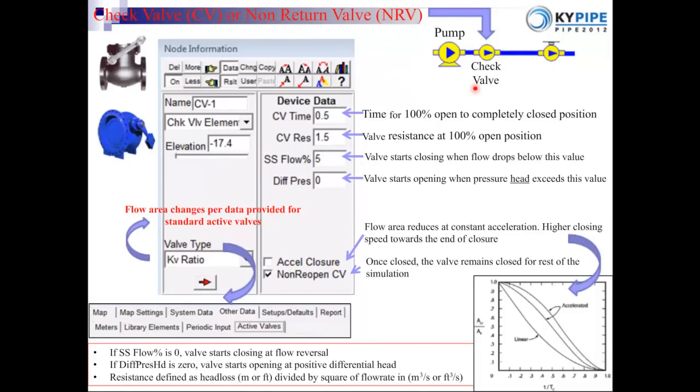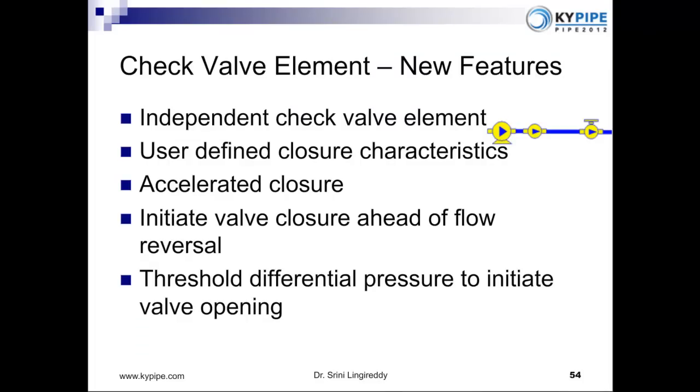This is a general help screen for the new check valve element. When you go to the drop-down box here under the node information window, you will see a check valve element. This is the symbol that we used, and this is a general help menu that's available for this valve. I'll go over each one of them in a little more detail here. These are the new features.